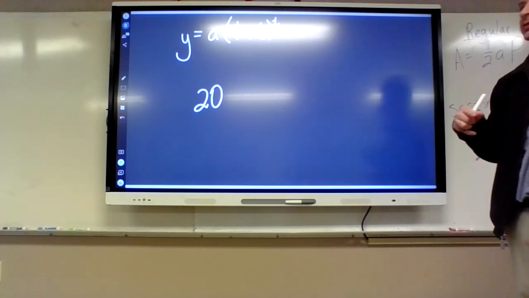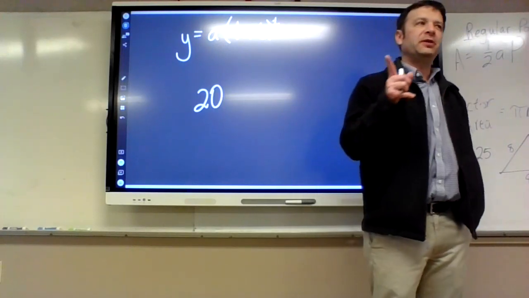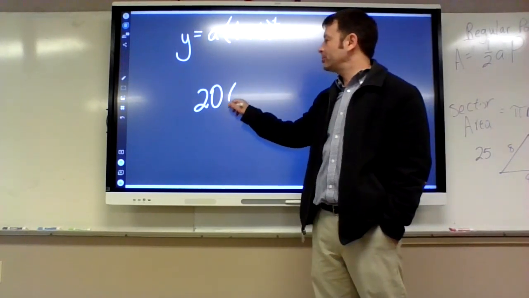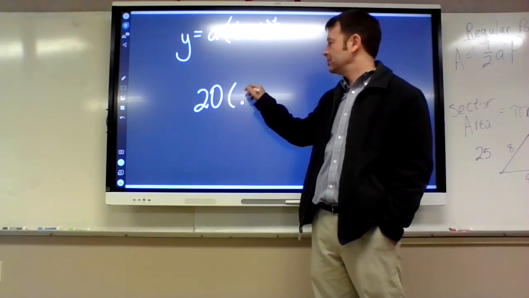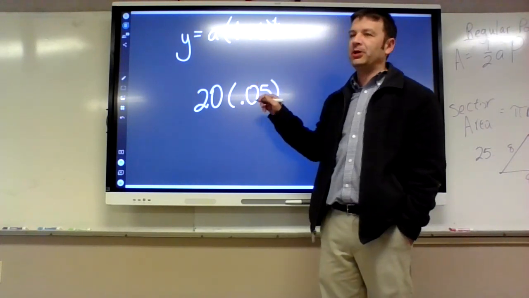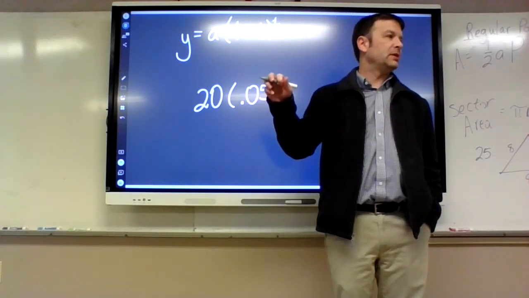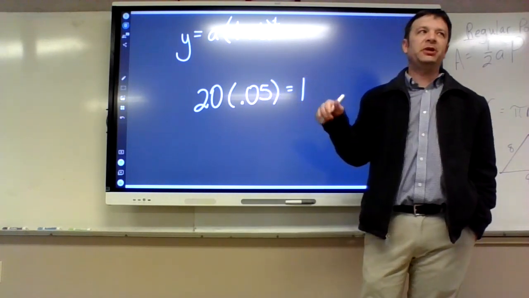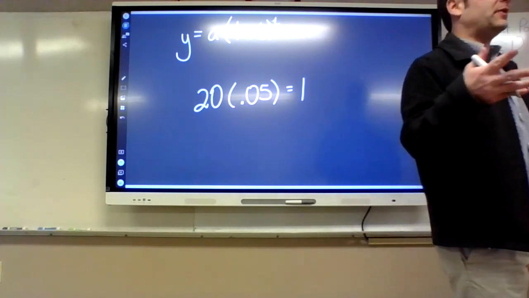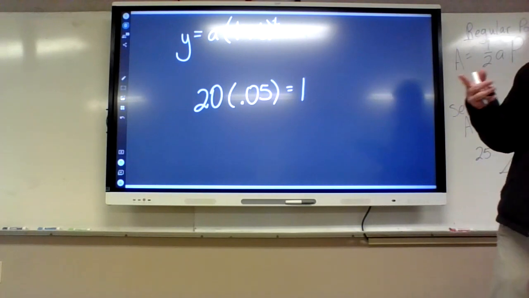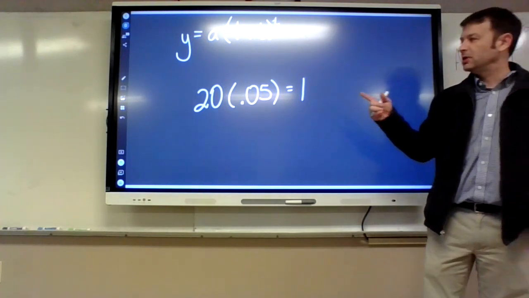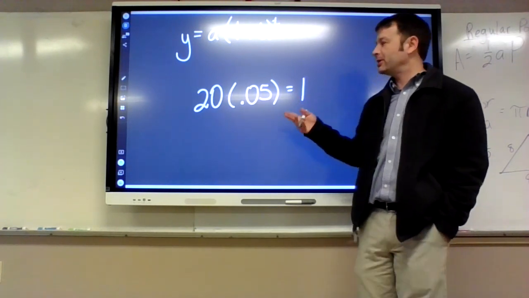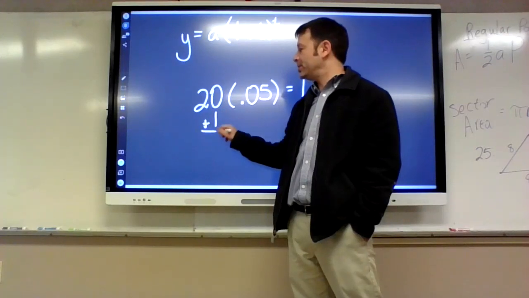Do you guys remember how to do a 5% increase? We multiply by, what's 5% as a decimal? 0.05. Okay, and if I did that, I would get 1. Does that mean your class size increased by 5% is 1? What does that 1 mean? 5% of 20 is 1. 1 would be the number that it's increased by. So you could add that back to 20 and then you'd have 21.